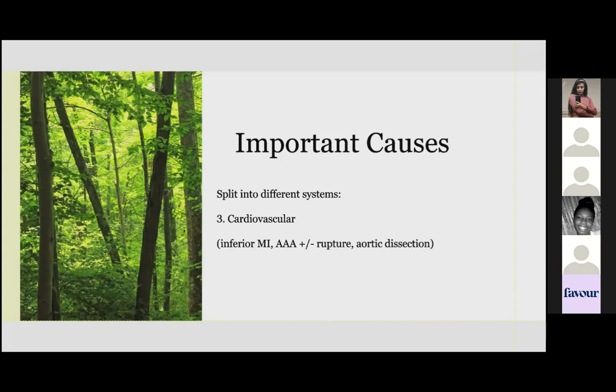A AAA, which is abdominal aortic aneurysm, causes lower abdominal pain. So 90% of AAAs occur below the level of the kidneys, so that's about L2. And this can be painful if the aneurysm is just big, or it causes a lot of pain if it's ruptured. And a ruptured AAA has a very high mortality and requires urgent surgical intervention.